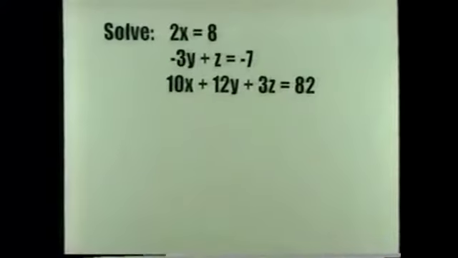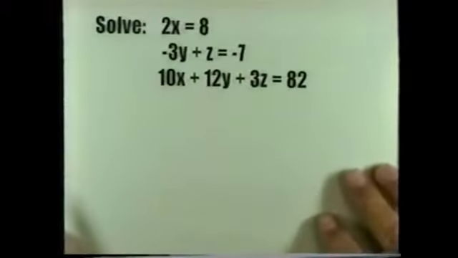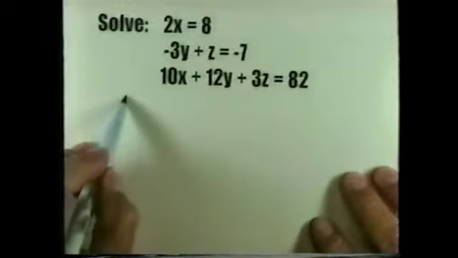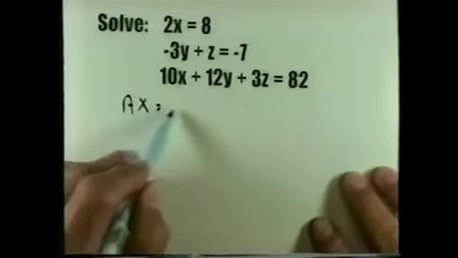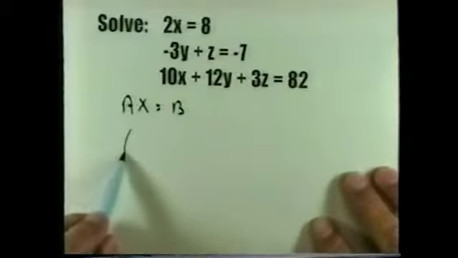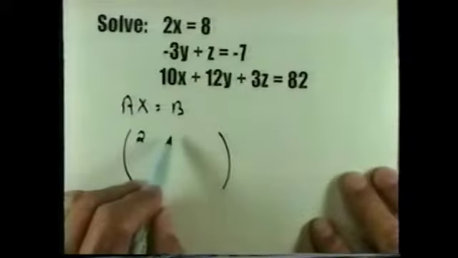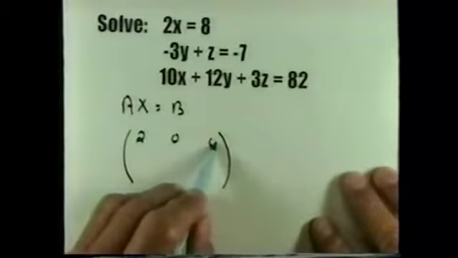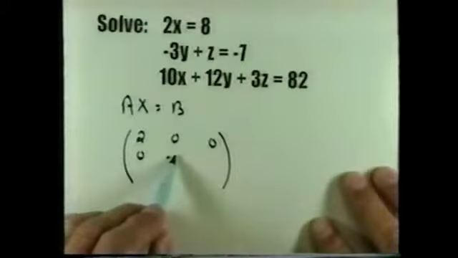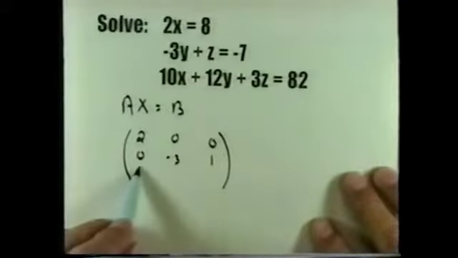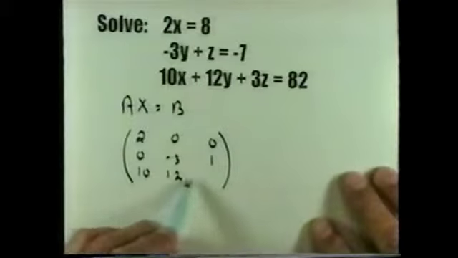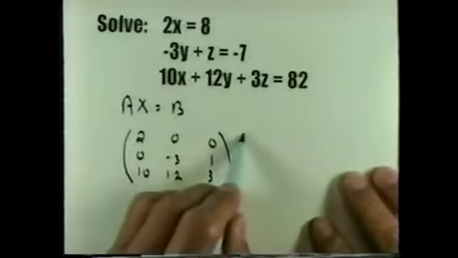Let's solve 2x equals 8, negative 3y plus z equals negative 7, and 10x plus 12y plus 3z equals 82. Well, let's write it in the form Ax equals B first. Your A matrix will be your coefficient matrix, which is 2, 0, 0, 0, negative 3, 1, 10, 12, 3. That's A.